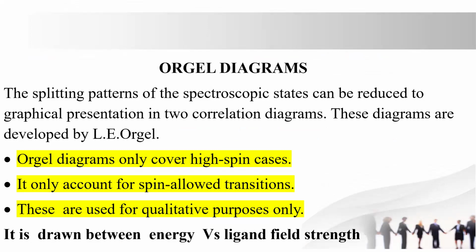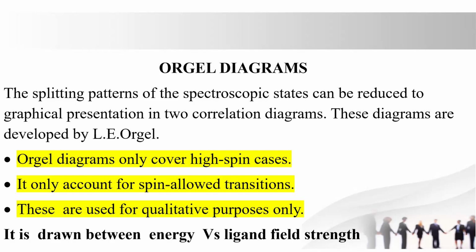Orgel diagrams are correlation diagrams. It is given in graphical representation. The spectroscopic state can be reduced to the graphical representation for the two correlation diagrams. These diagrams are developed by L.E. Orgel, so we call it the Orgel diagram.